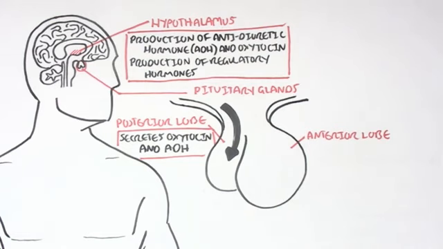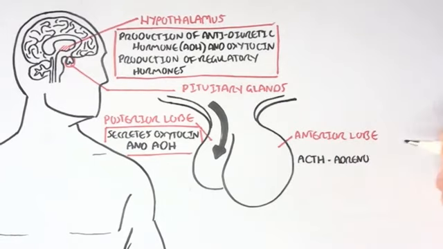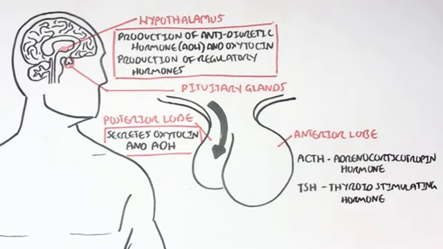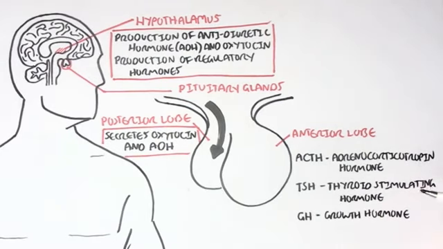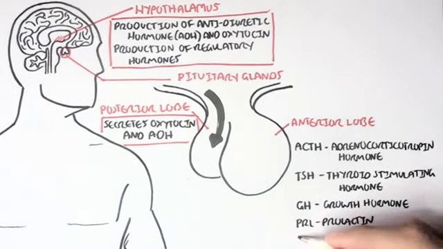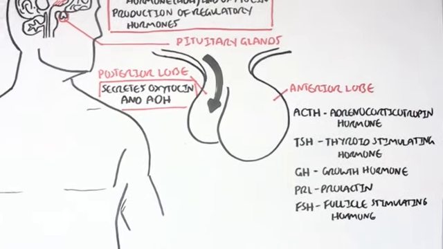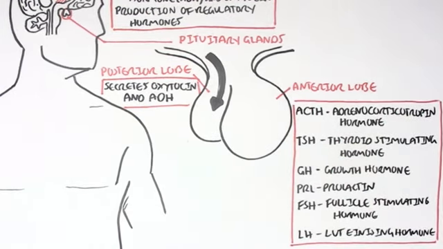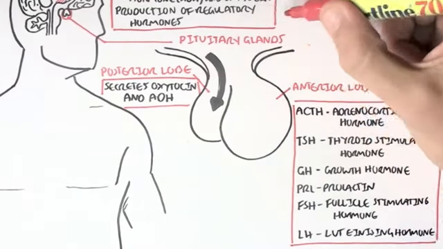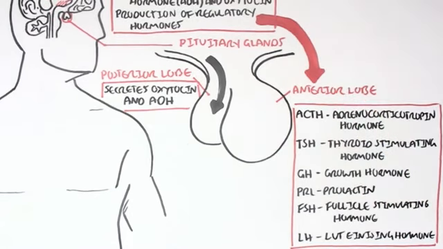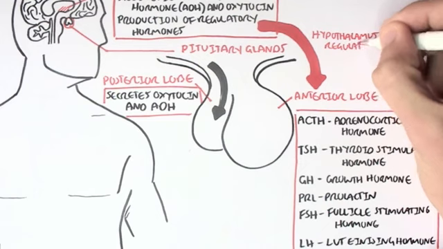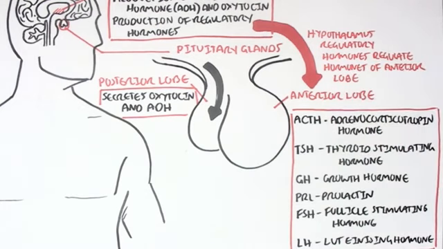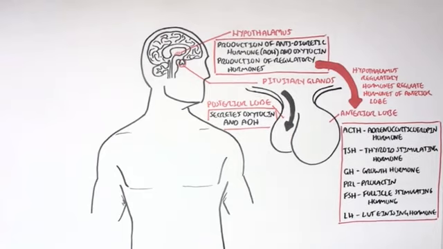The anterior lobe of the pituitary glands actually secretes many hormones, including ACTH, which stands for adrenocorticotropin hormone, TSH, thyroid stimulating hormone, obviously stimulates the thyroid, GH, growth hormone for growth, PRL, prolactin for milk production in the breast, and then FSH, which is follicle stimulating hormone, and LH, luteinizing hormone, which are responsible for the reproductive system. So these hormones that are secreted by the anterior lobe are regulated by the hormones from the hypothalamus. So if you remember, the hypothalamus secretes regulatory hormones that regulate the secretion of the anterior hormones, if that makes any sense.